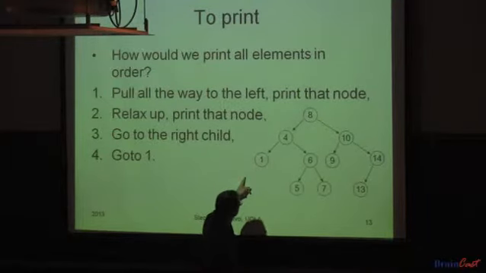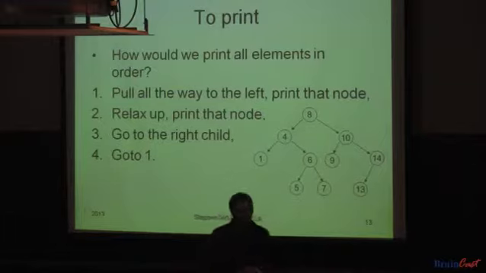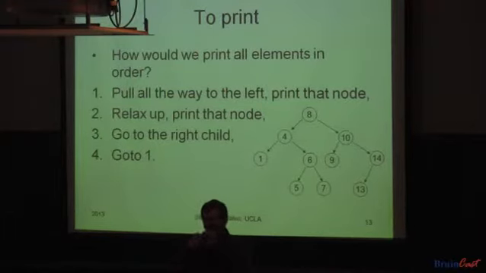Left until you can't go left anymore. Okay. Okay, so I know how to fix it. The idea is the following. Now look at that one node while I'm saying this. You go left as far as you can, then you go even to the left of that, and if that's null, then you relax up. If you look at step number 2, print that node, and then you go to the right child.